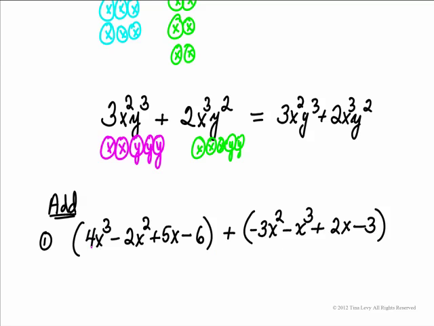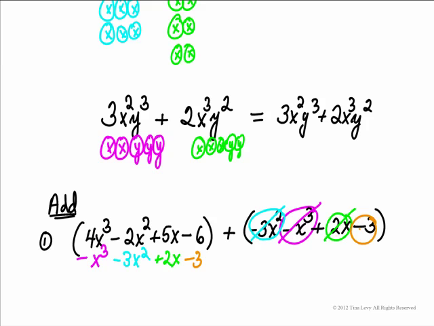Because I'm adding, I'm going to line these up. I have a 4x cubed, and I see here I have a negative x cubed, so I'm going to put it here. Then I have a negative 2x squared, and I have a negative 3x squared, so I'm going to put the negative 3x squared here. Now I have a 5x and a 2x, so I'm going to put the 2x here. And finally I have a negative 6 and a negative 3, so I put the negative 3 here.